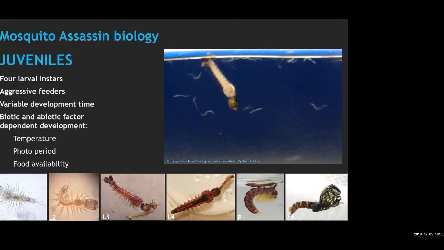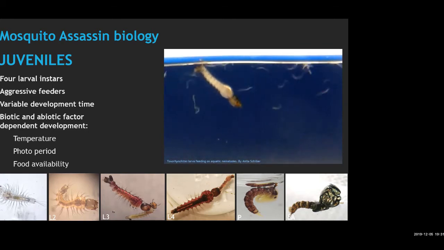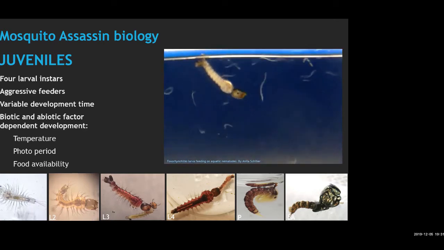As I mentioned, the larvae have 4 separate instar molts. They're highly aggressive, so that makes them really good as a biocontrol, but also limiting. They have a variable development time, which can be as few as 13, 14 days. It can take a couple of months, depending on the season. And of course, the development is dependent on temperature. If it gets really cold, they will slow down. The photoperiod will tell them mostly whether it's time to speed up or slow down, and of course, how much food is available. Here's a Toxorhynchites larva feeding on some aquatic nematodes.